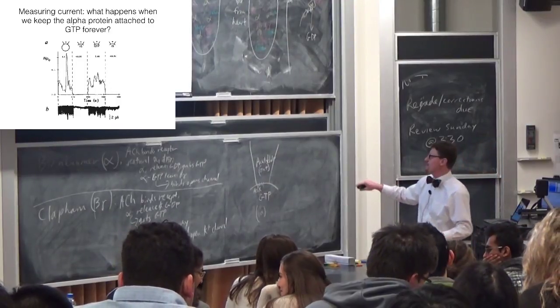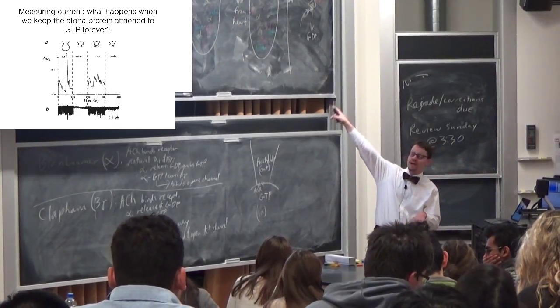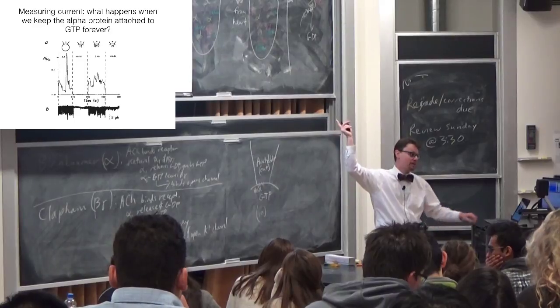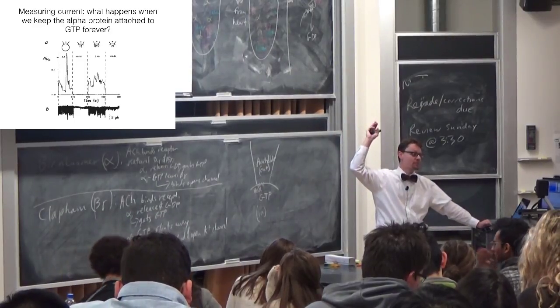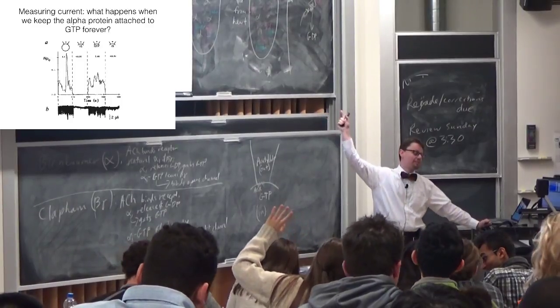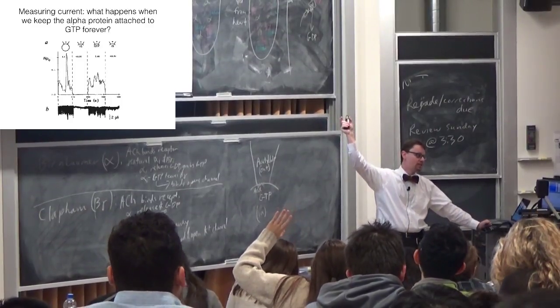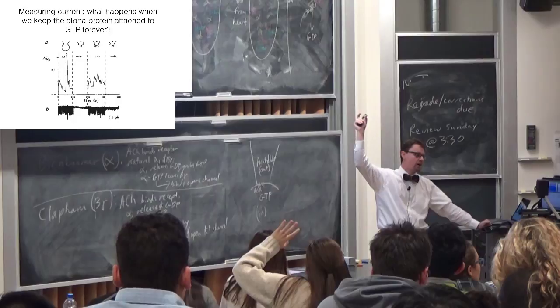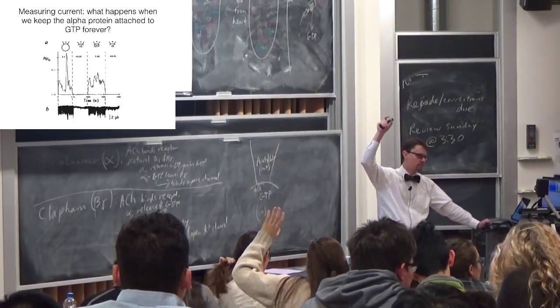The main experiment that David Clapham did was to try and purify the alpha and get rid of the beta gamma. But because the purification was imperfect, we now think that there was some beta gamma left behind in his purification, and that's why he saw a result when he stuck that on the channel.